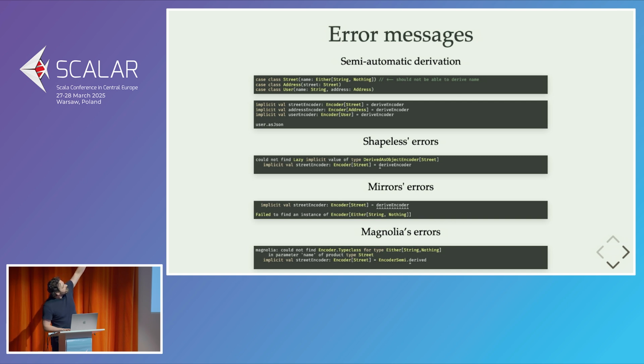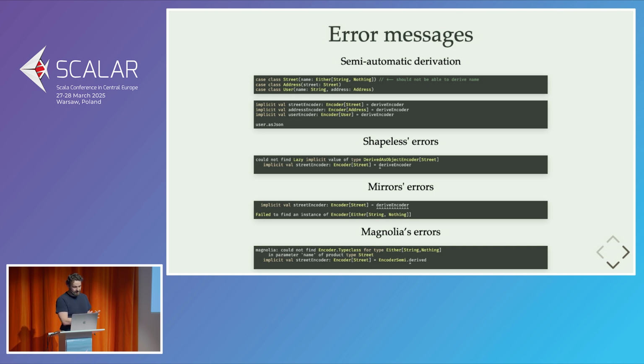We have some 3 nested case classes, and I purposefully made one of the fields, the most nested one, something that we don't have an implicit for. So it should fail derivation. We want to try to derive encoders for all 3 of them, and then compare the errors that would be given to us if we did this with Shapeless, or with mirrors, or with Magnolia.